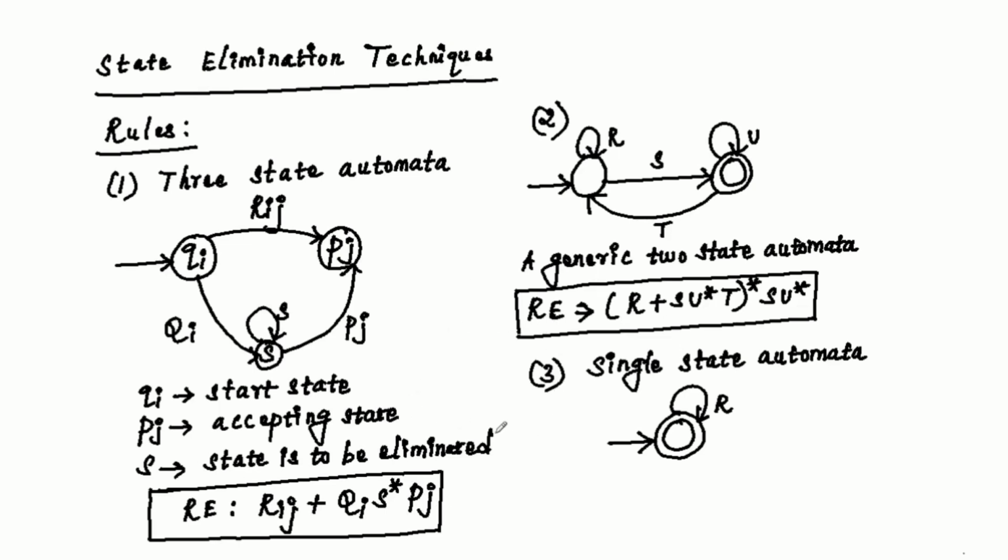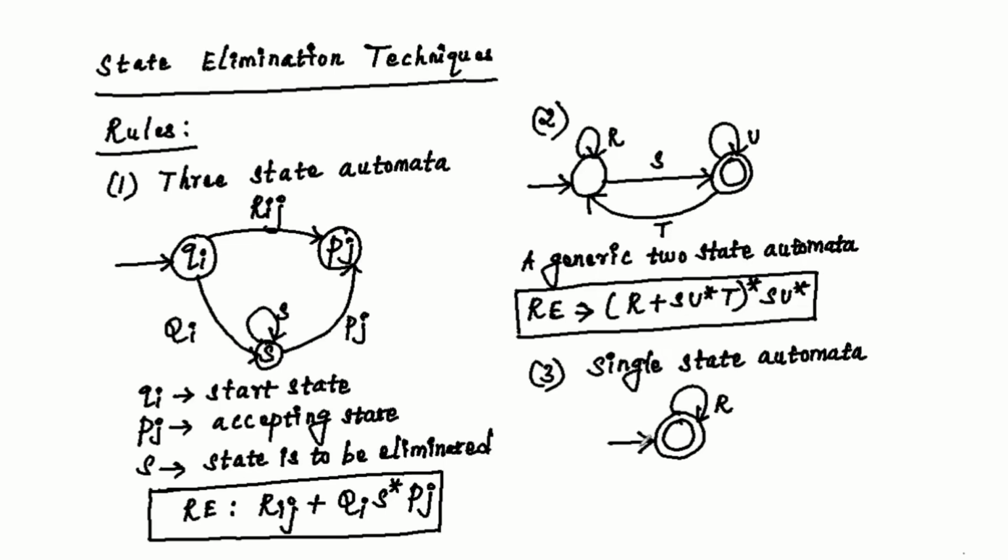Next, an automata with 2 states. In this transition diagram, we have start state and final state. There is a direct conversion. If the automata has only the start state and final state, combine all paths from start state to final state into a single regular expression. Here there are no intermediate states and the task is to combine all paths from start state to final state. Using the formula, we'll get a regular expression equal to (R plus SU raised to the power star T) raised to the power star SU raised to the power star.